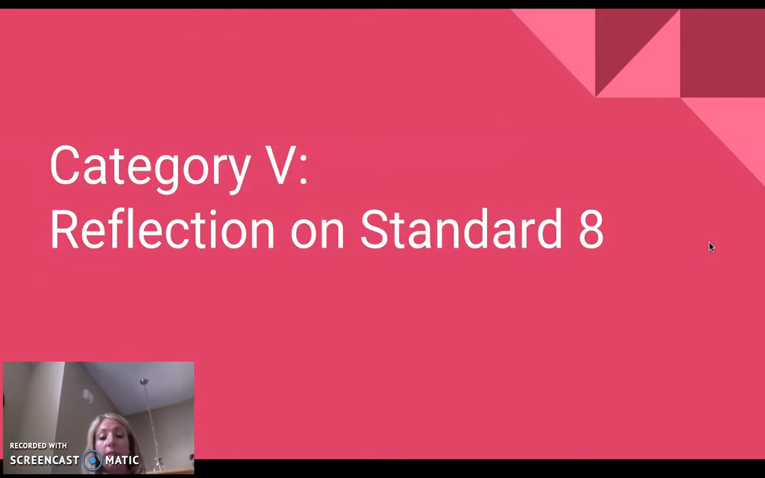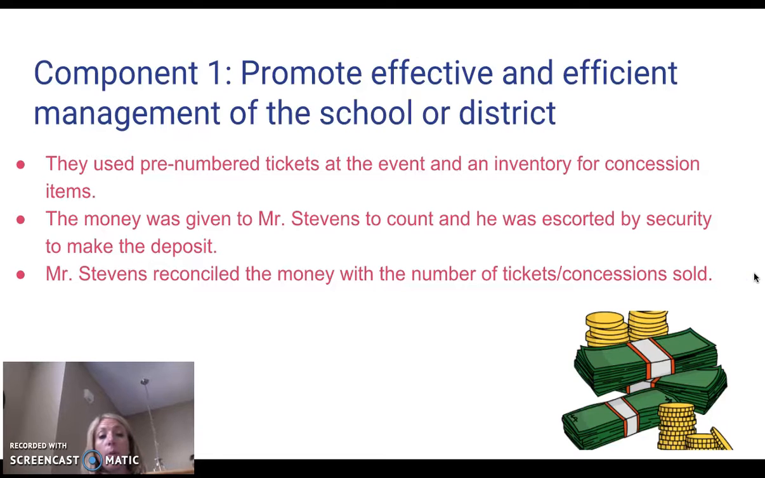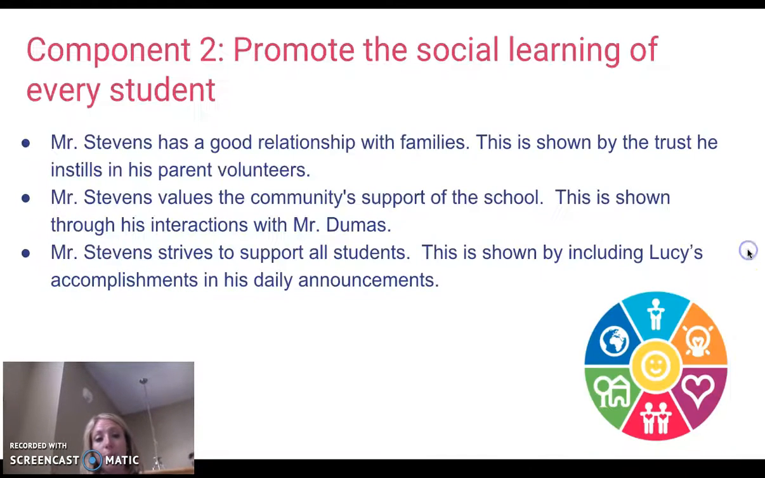Reflecting on Standard 8, component number 1 is making sure of where in the case study did they promote effective and efficient management of the school or the district. It showed that they were able to do this because they had those pre-numbered tickets in place and an inventory system for the concession items. The money was given to Mr. Stevens to count, and he was escorted by security to make his deposit, which was a safe control that they had in place. And then also Mr. Stevens reconciled the money with the number of tickets and concessions sold. So he was using a checks and balance system to make sure that things balanced out.